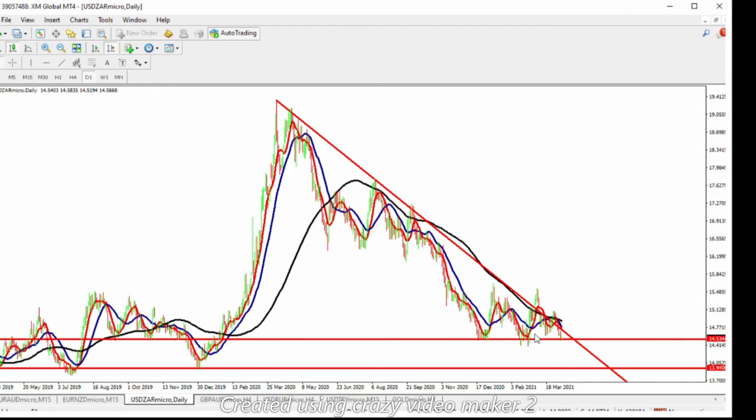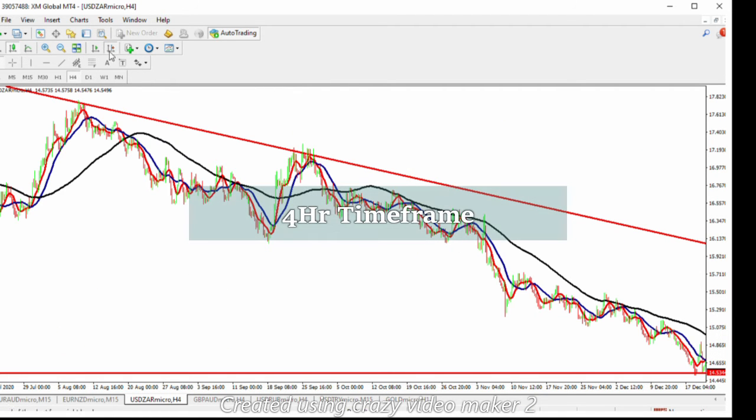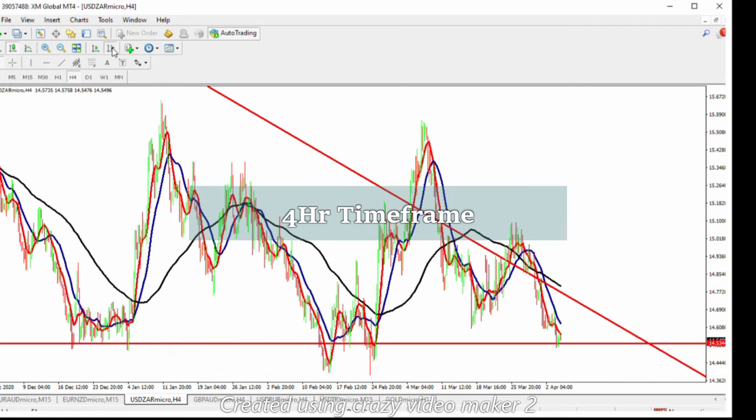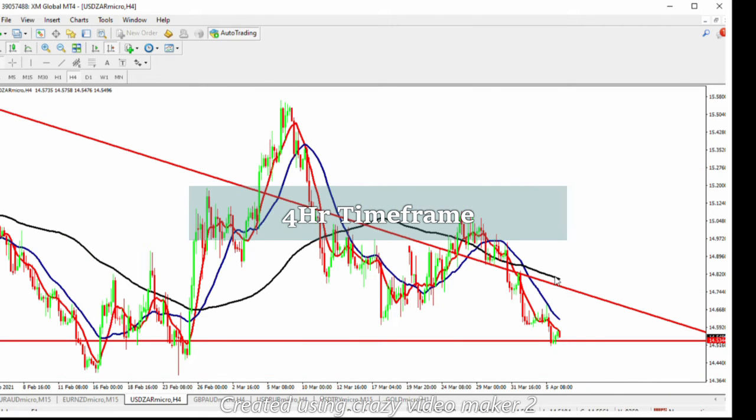So let's say I believe this support is going to hold, although that's unlikely. I start to go down to the lower time frames, like the 4 hour, right? That's the first one I go down to. And I go down to the 4 hour for one reason. I use the 89 moving average. This is the black one, exponential moving average.